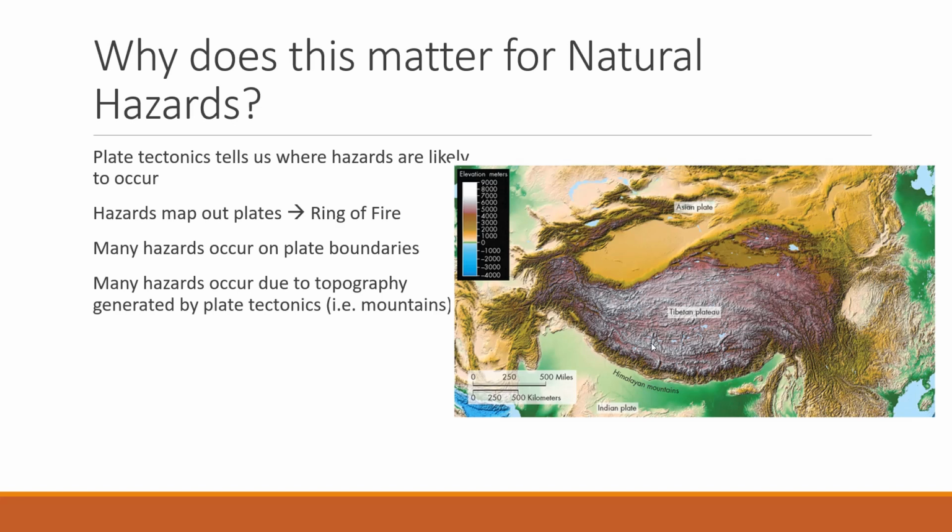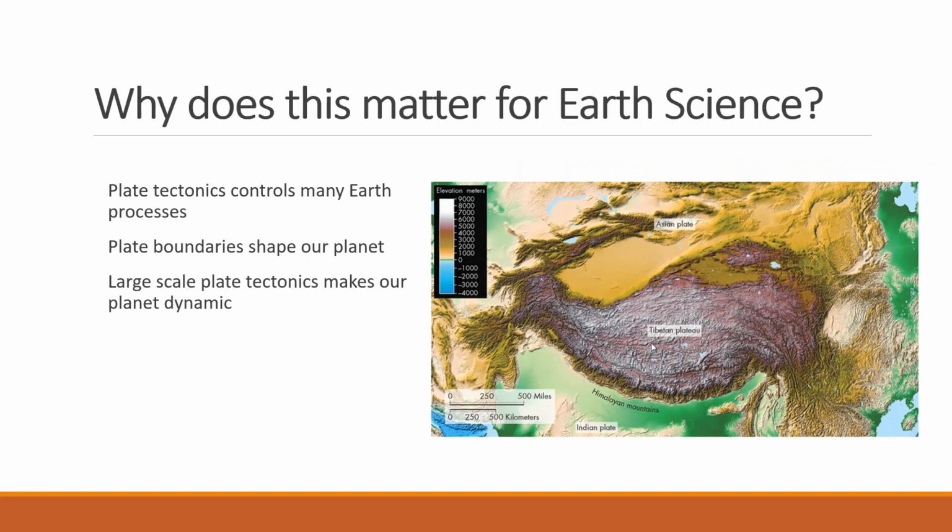For example, the Ring of Fire, which are the volcanoes around the Pacific Ocean. They are there because of plate tectonics. So many hazards occur on plate boundaries, things like earthquakes, volcanoes. We also see a lot of topography or elevation, the changes in land surface at those plate boundaries. So for example, mountains, so landslides. So much of our natural hazards are going to be connected to plate tectonics.